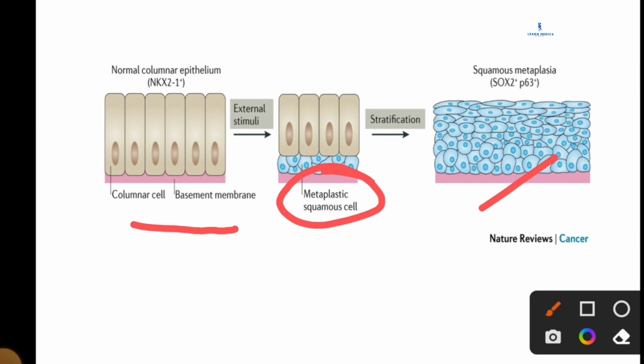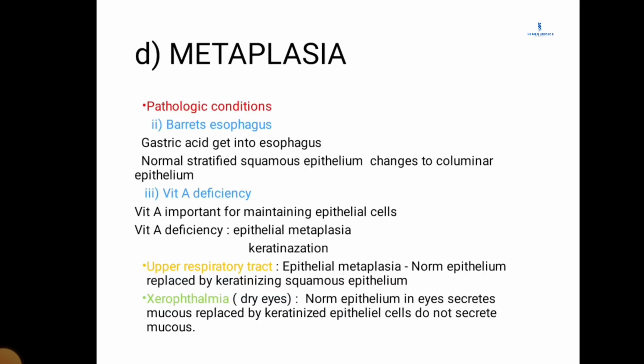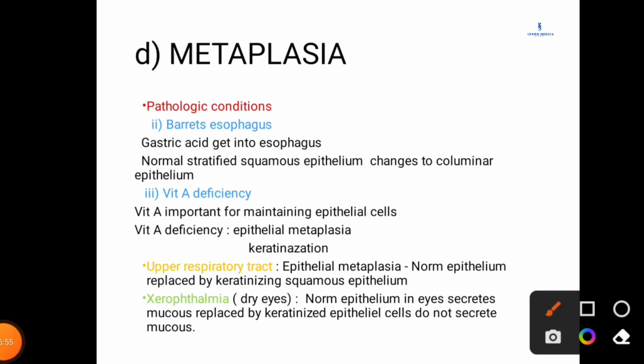This is commonly seen in the respiratory tract of smokers. Another main pathological condition is Barrett's esophagus. In this condition, gastric acid gets into the esophagus, and the normal stratified squamous epithelium changes to columnar epithelium like that present in the small intestine, exactly in the ileum. As in the ileum, the normal stratified squamous epithelium changes to columnar epithelium.